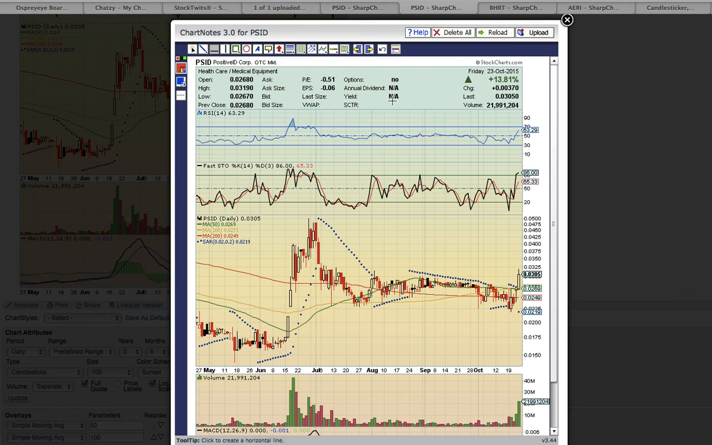This is Ospreyeye from mychartcoach.com, and this is ticker symbol PSID, and this is a daily chart. Each candle represents 1 day of trading.